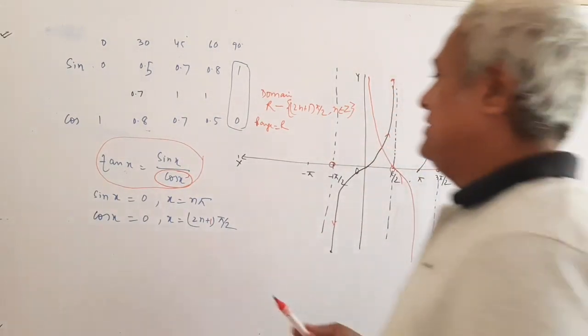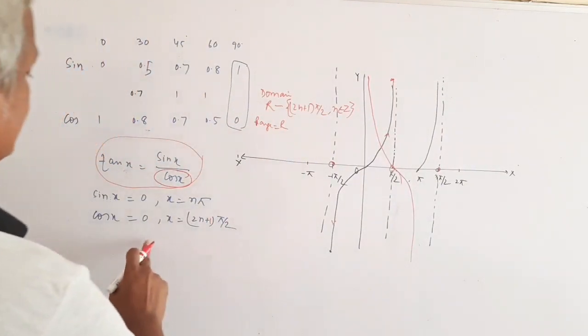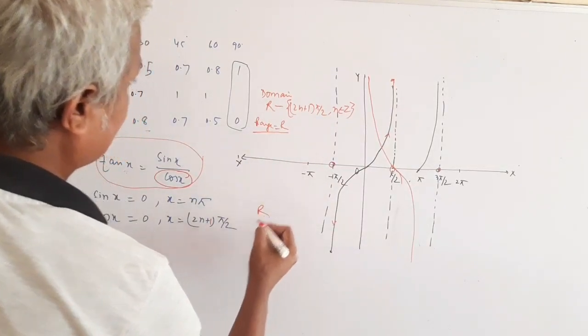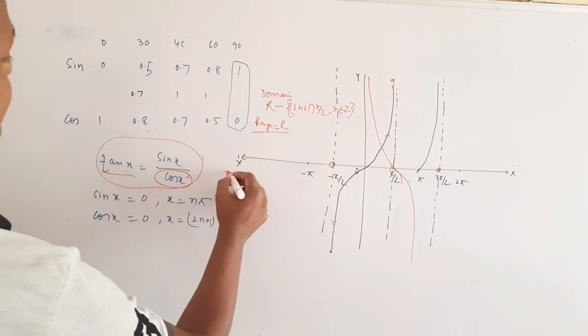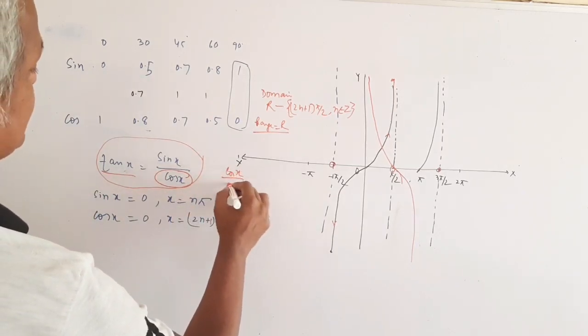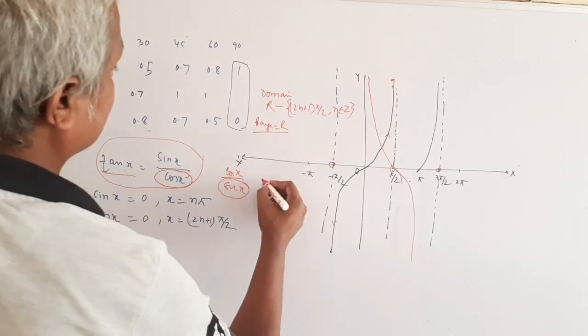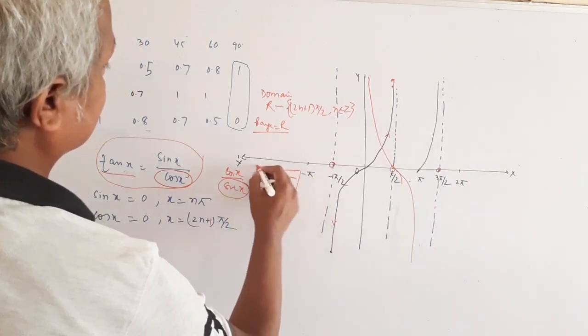And what will be the domain and range of the cot? The range will be as usual, just like the tan, so the range is also R. And the cot is the reciprocal of this, so here you will have cos x upon sin x. Where sin x is not defined, the domain means R minus n pi, where n is an integer.